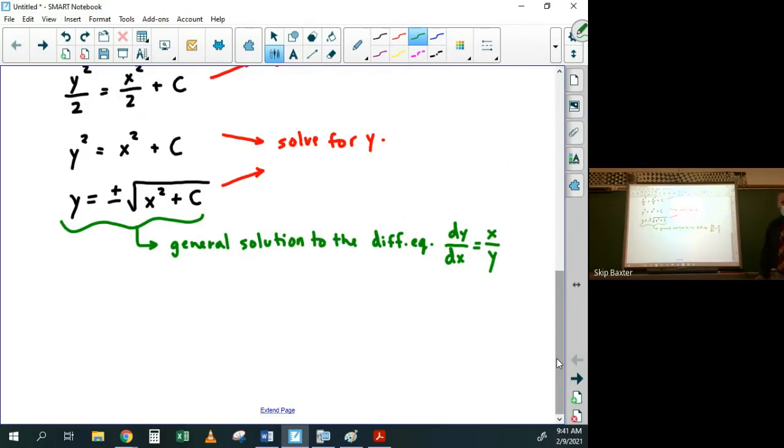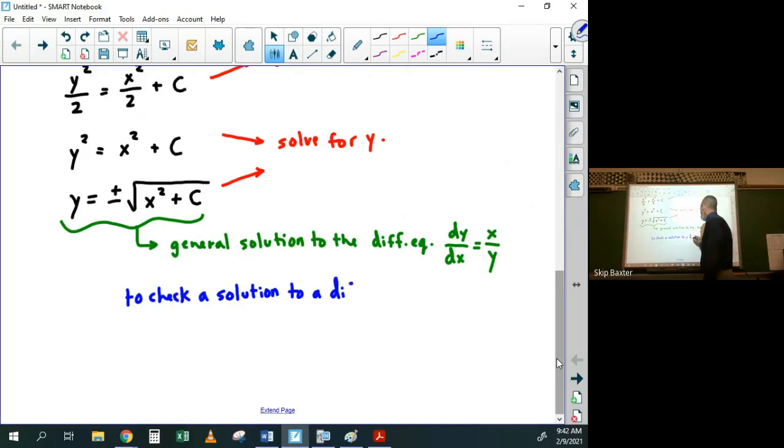How do you check the solutions to a differential equation? Yeah, you just take the derivative and make sure you get this. Now, you might be looking at this and saying, how is that derivative this? Let's try it. If I check a solution to a differential equation, I just differentiate.